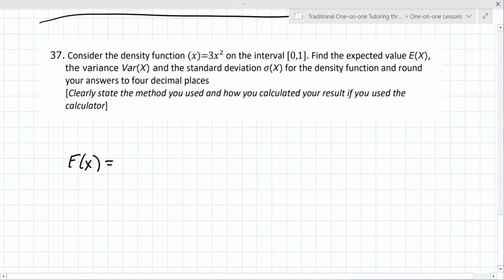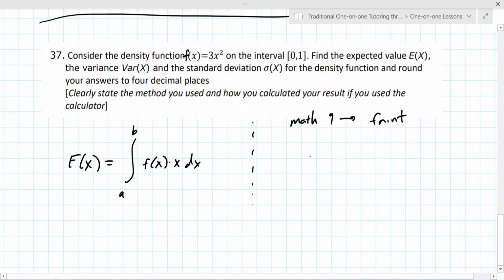So the expected value of X is the integral of f of x times x from a to b dx. And what you're going to put in the calculator for your problem is you're going to go to math 9, which I think is fnInt, and it's going to give you an integral symbol. You're going to use 0 and 1 because that's here. You're going to use this 3x squared because it's given, and then you multiply it by x dx.